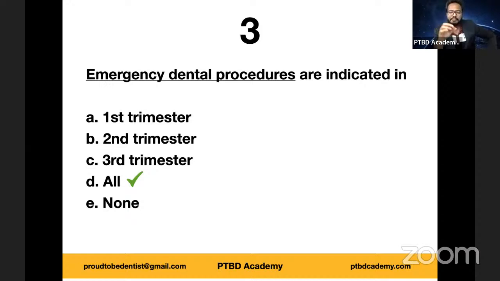Emergency is emergency. And by the way, what's the difference between an urgency and emergency? Can anyone please say? In the context of treatment, what's the difference between urgency and emergency? It's very interesting. See if you can find out, or if you have an idea, do let me know in the comment section.